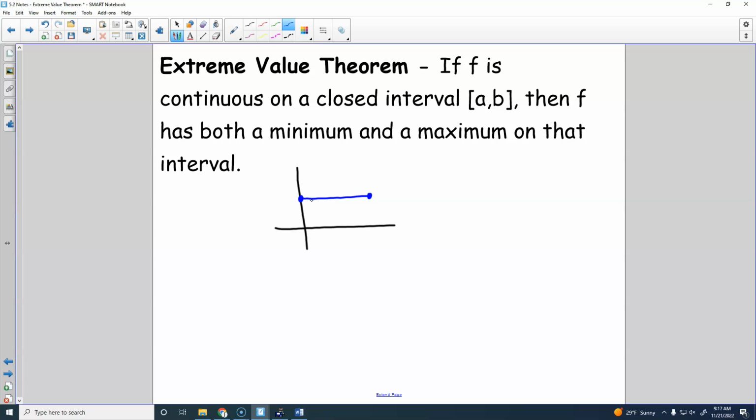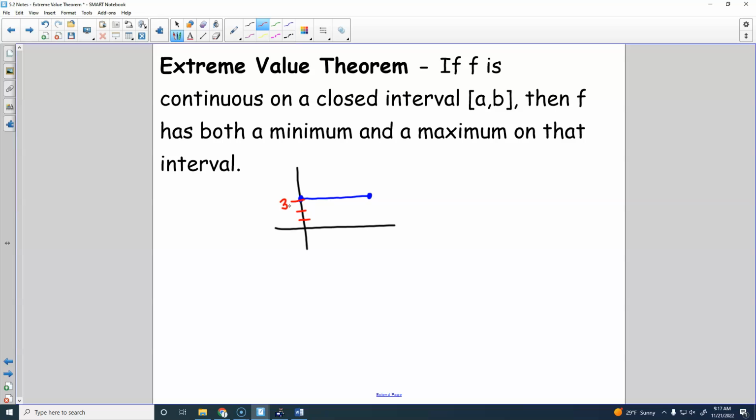Let's say this has a maximum. The maximum is 3. That's the highest it ever goes, 3, right? 3 is greater than or equal to the value forever. Does it have a minimum? It does. Also 3, right? So if it's continuous and on a closed interval, then you're going to have a maximum or a minimum.